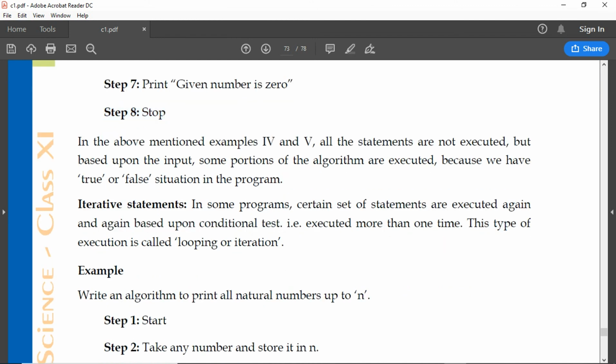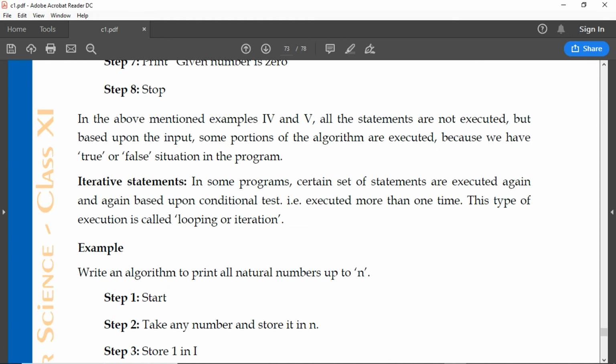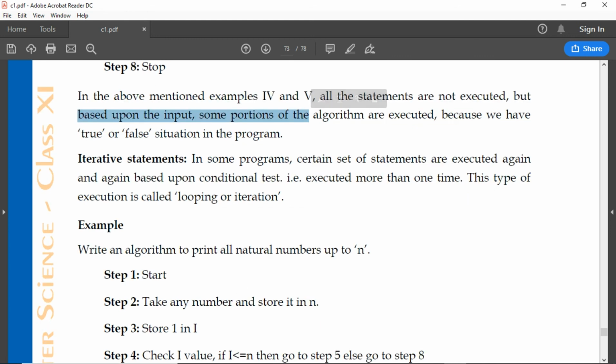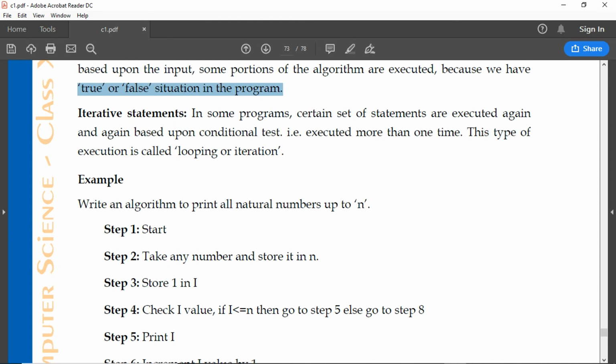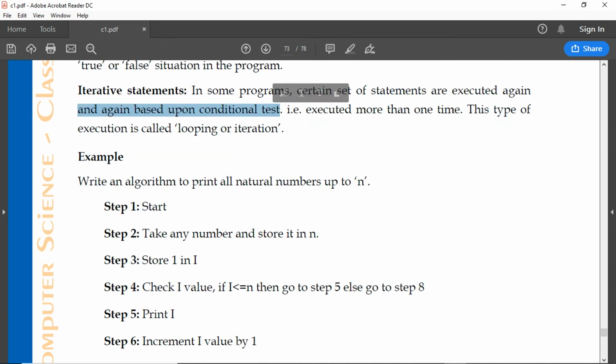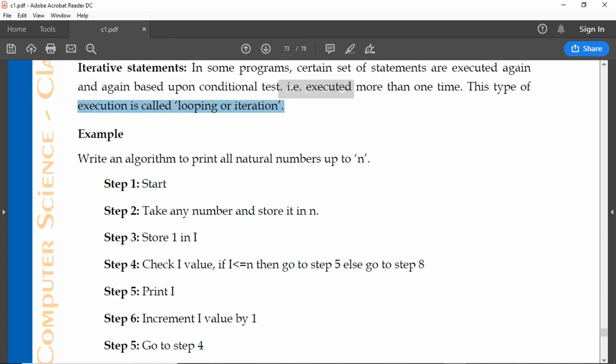Step 8, stop. In the above mentioned examples, all the statements are not executed, but based upon the input, some portions of the algorithm are executed, because we have a true or false situation in the program. Iterative statements. In some programs, a certain set of statements are executed again and again based upon a conditional test, i.e. executed more than one time. This type of execution is called looping or iteration.